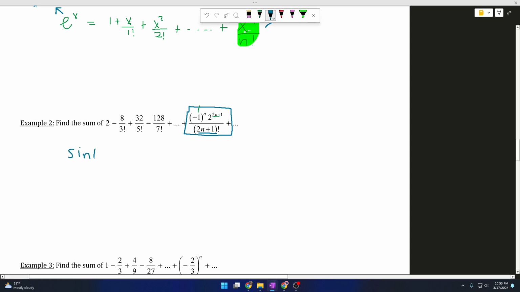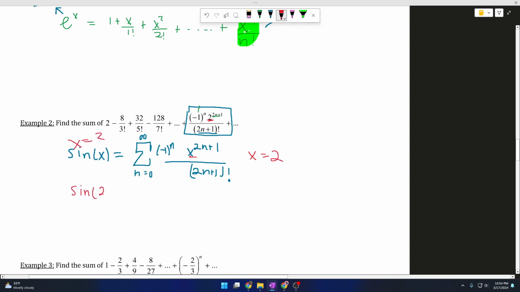The sine of x can be represented by a bunch of terms that we don't really care about at the moment, but really the sigma from n is 0 to infinity of negative 1 to the n, x to the 2n plus 1 all over 2n plus 1 factorial. Now, if you compare the two things we have, you're going to notice that they're exactly the same, except x has been plugged in for 2, which means that we go over here, we say, oh, x must be 2, therefore this is the sine of 2.